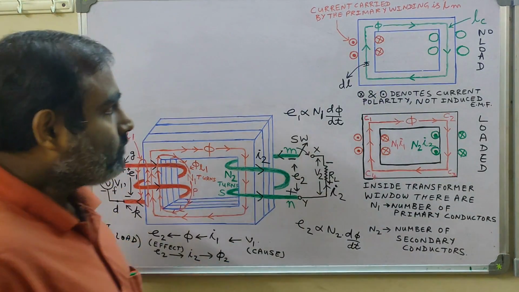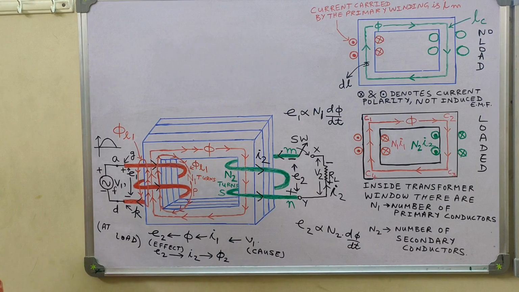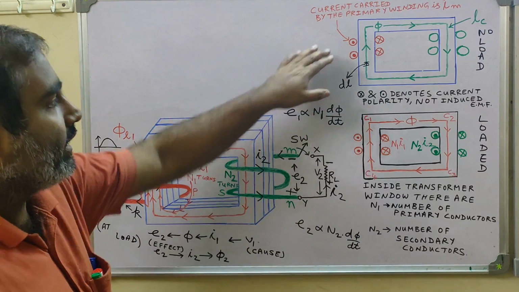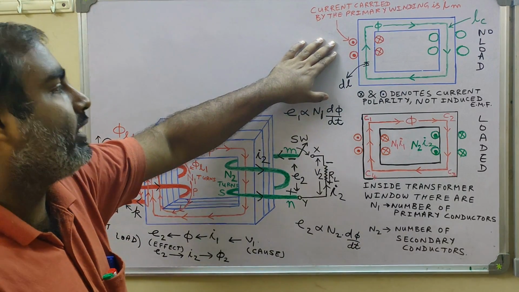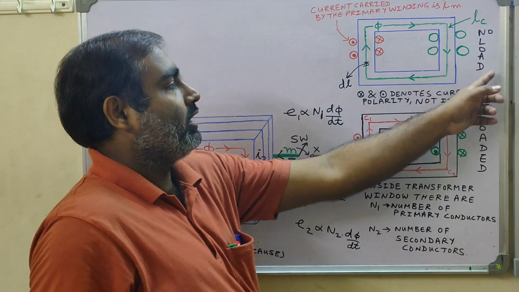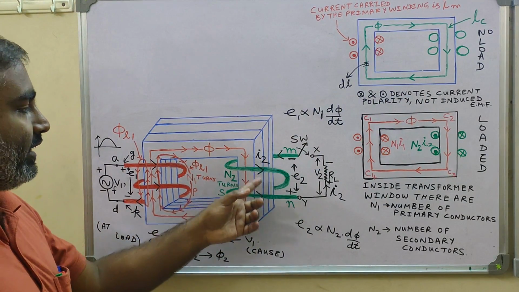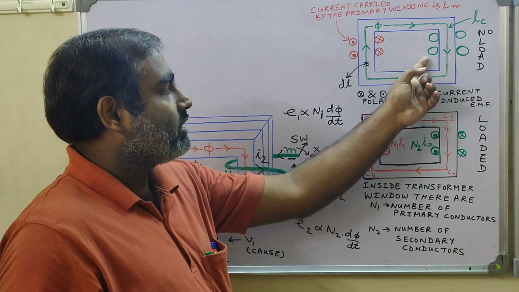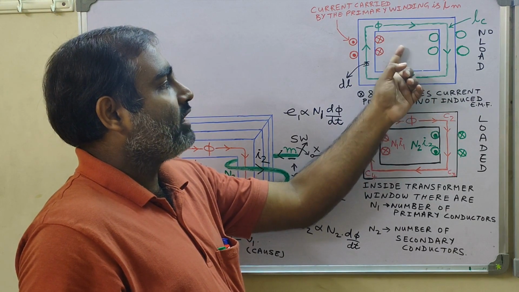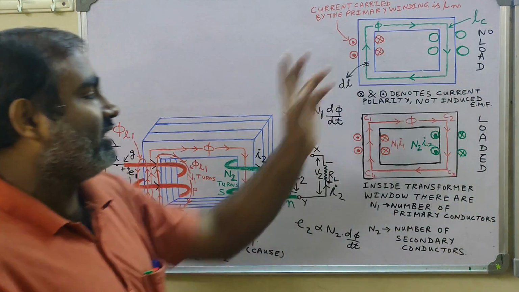What about the other diagram? In this diagram, dot and cross are indicated for the primary conductors, but there is no dot and cross indicated for the secondary conductors, because it is at no load condition. At no load condition the switch will be open, so the secondary winding will not carry any current. That's why there is no cross and dot for the secondary conductors in the no load diagram. So that is the difference.